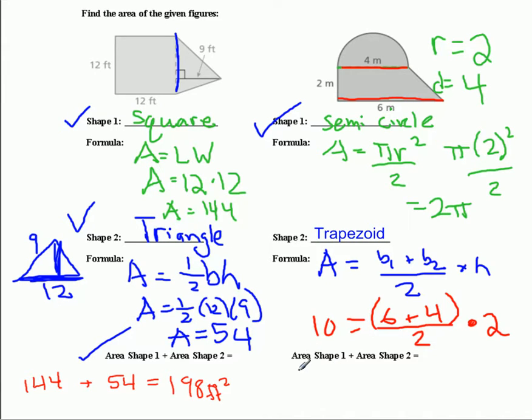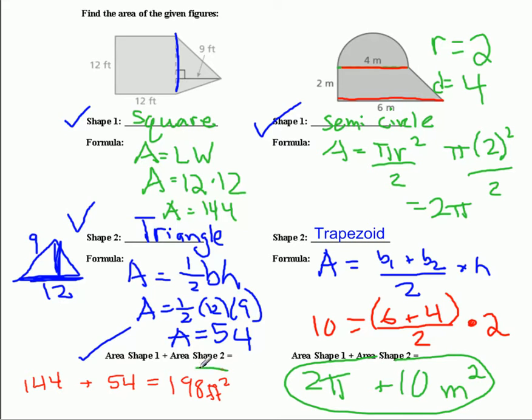Okay. I'm back. Here we go. Area of shape 1 is 2 pi. Area of shape 2 is 10. Can I put them together? No. They are not like terms. And I'm going to label meters squared. Good? All right. That should bring you into the break.